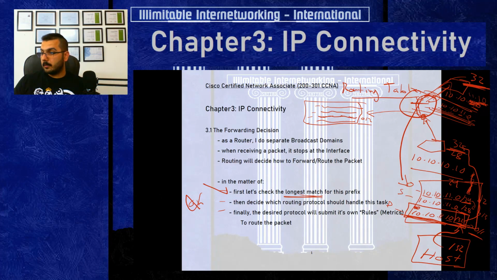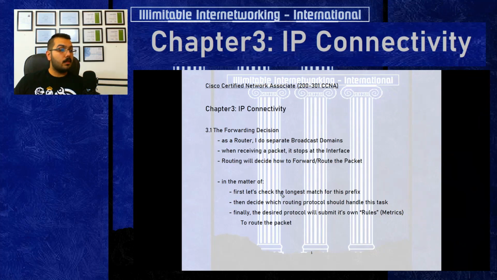Let me clear the screen. The second thing is that after knowing that I will use this specific route, we will decide which routing protocol should handle this task. In the new CCNA exam, there are only two routing protocols that you will deal with. The first one is the static route, which we will take in this chapter, and the second one is the Open Shortest Path First routing protocol.